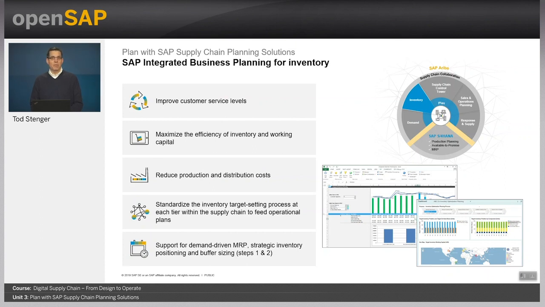As an enhancement to the MEIO capabilities, IBP for inventory also supports the first two steps of demand-driven MRP, or DDMRP. DDMRP is a theory developed by the Demand-Driven Institute following the principles of creating flow throughout the supply chain. IBP supports the strategic inventory positioning step of the process, as well as the calculation of the buffers used in the DDMRP process. This can be used in conjunction with SAP Extended Planning for S/4HANA, which can perform steps 3 to 5 of the DDMRP methodology.